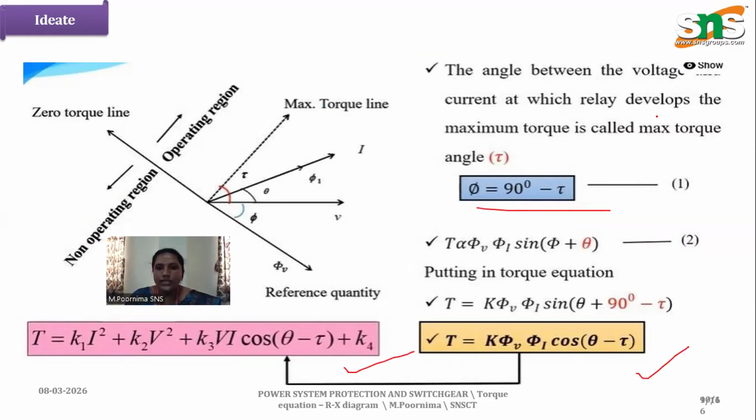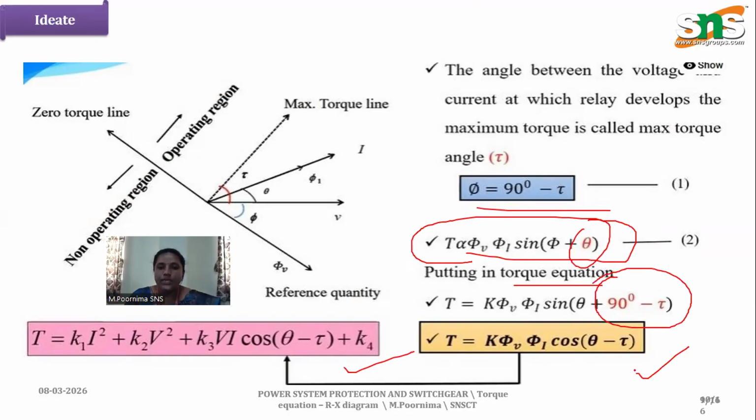The torque is directly proportional to the flux produced by the voltage and current and the sine of the angle between them. Putting this in the torque equation, for theta equal to 90 minus tau, we will get this torque equation.